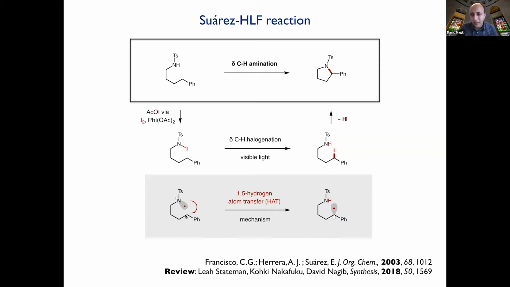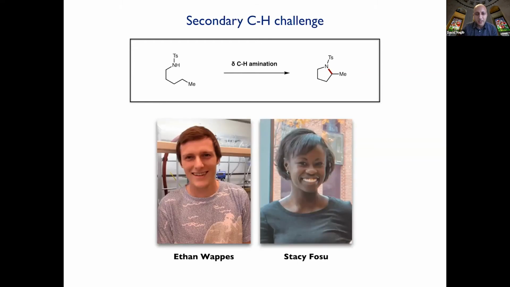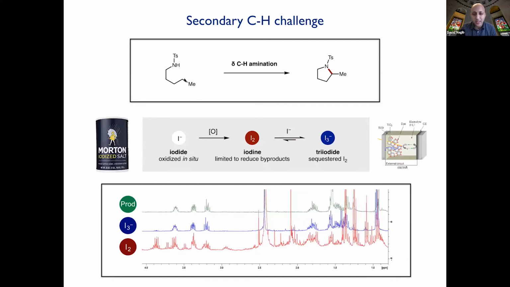You can see these weaker benzylic CH bonds tend to be the limitation. And that's simply what we imagined to be a function of all these other weak hydrogen atom acceptors that can abstract the weak alpha amino CH bond. So this was actually the very first problem we set out to address years back with Ethan and Stacy. Just can we apply the HLF reaction to secondary CH bonds? And so their proposal was, if you're going to shine visible light in the Suarez method, you don't want to start with iodine that can break.